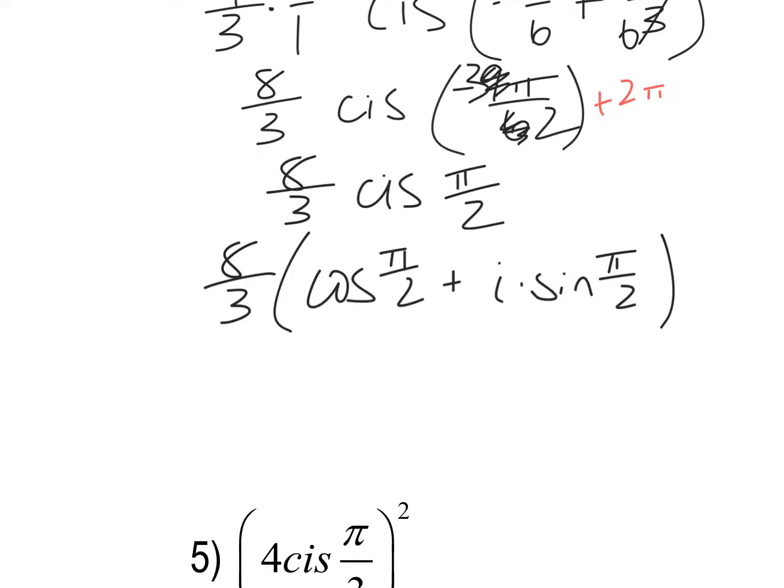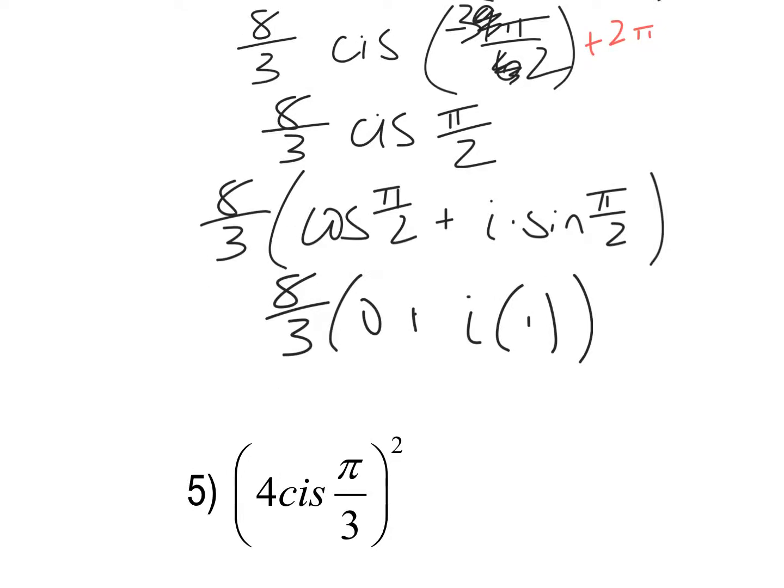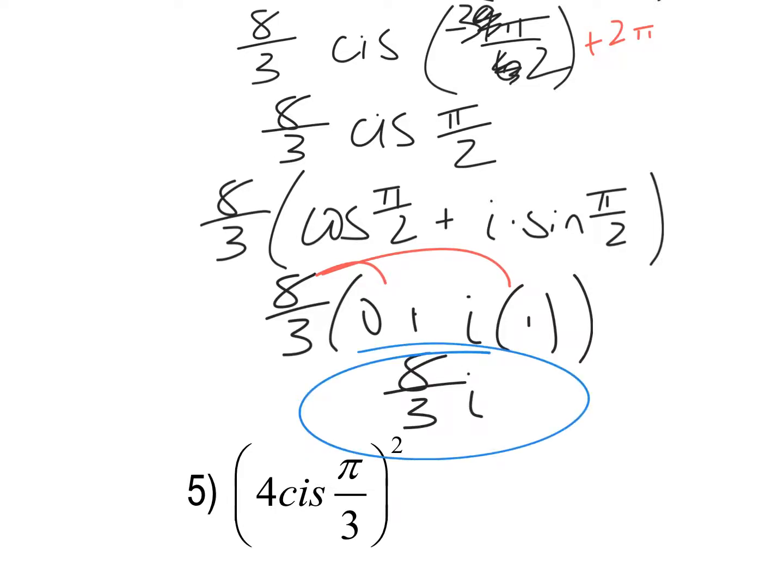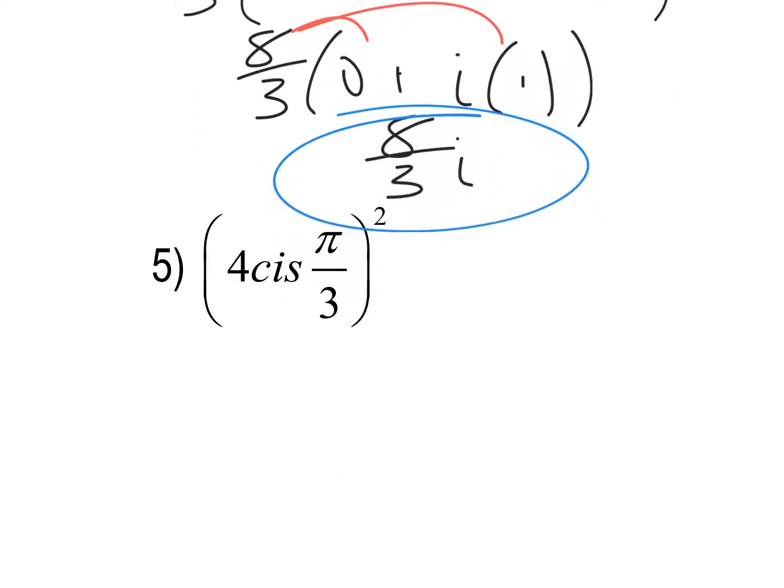So again, the x value at pi over 2 is 0. The y value at pi over 2 is 1. And so distributing my 8/3 here, I just end up with 8/3 i. And that's my answer for that one. I'm going to skip number 4 for right now. The last one I'm going to tackle on this video is number 5.